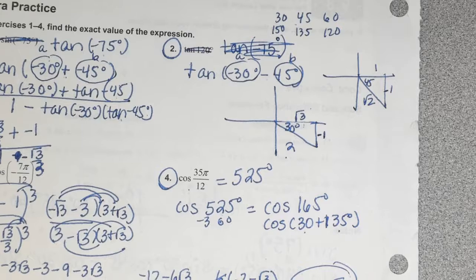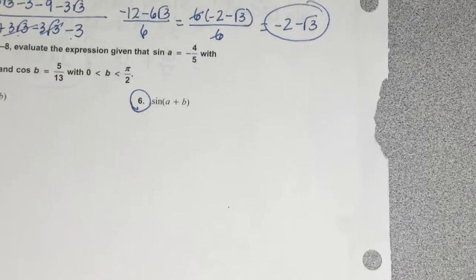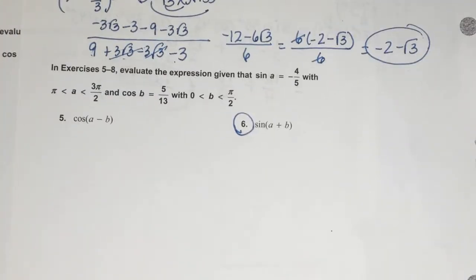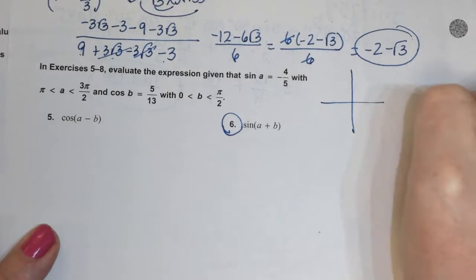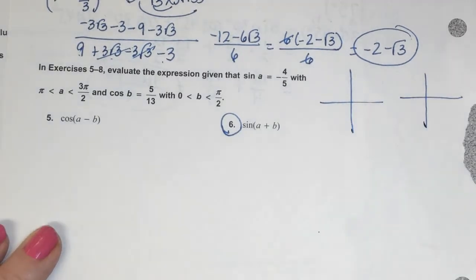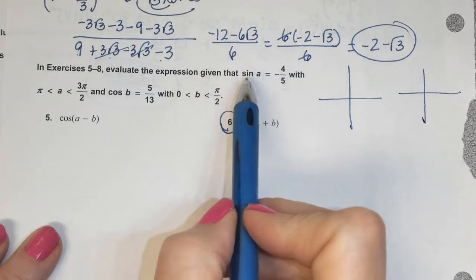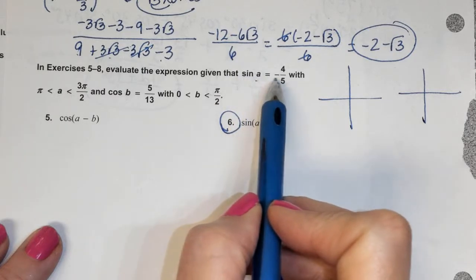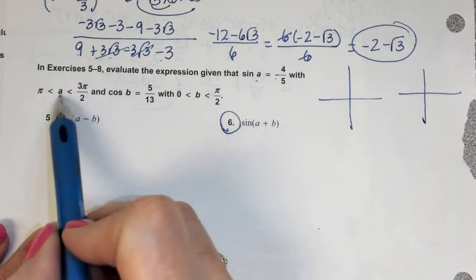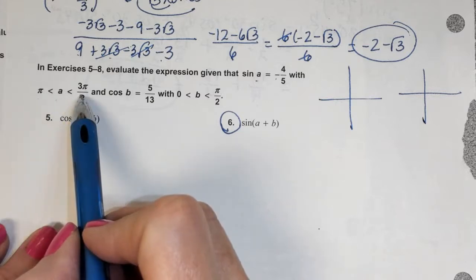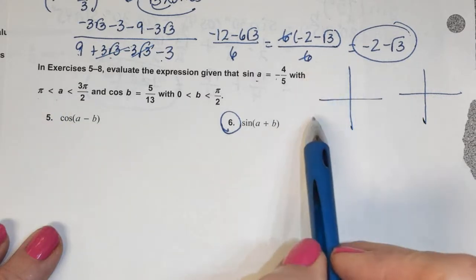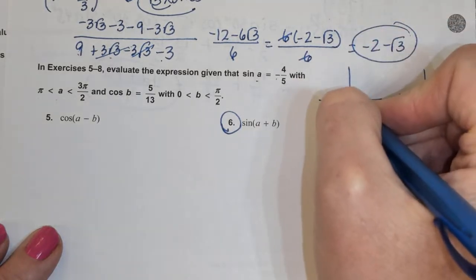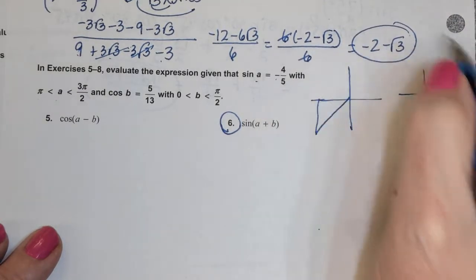Okay, so number 6. We're going to draw pictures here to figure out what these values should be. So drawing this, we've got angle A. They're telling us the sine of angle A is negative 4/5, and that angle A is in between pi and 3 pi over 2. Which quadrant is that going to put that in? Third, good. So I'm going to draw a picture in the third quadrant.